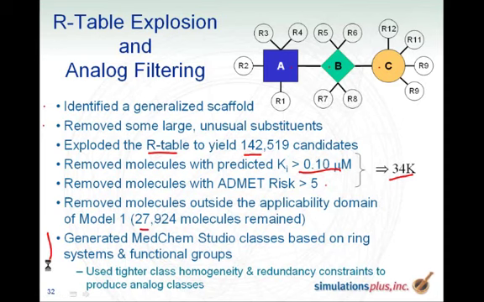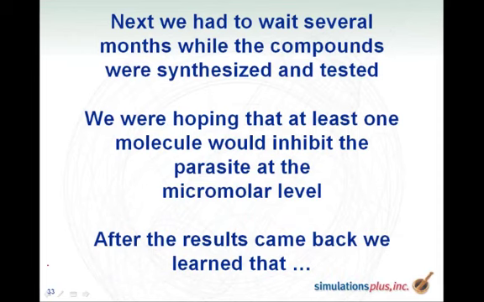Okay, so we narrowed this down to say 20 or so compounds. We performed GastroPlus simulations to simulate the dose that eliminated a few more compounds, and then we sent these out to various contract research organizations to bid on the synthesis. Then we had to wait several months while the compounds were synthesized and tested in the biological assay. And our hope was that at least one of the compounds we made would inhibit the parasite at the molecular level.